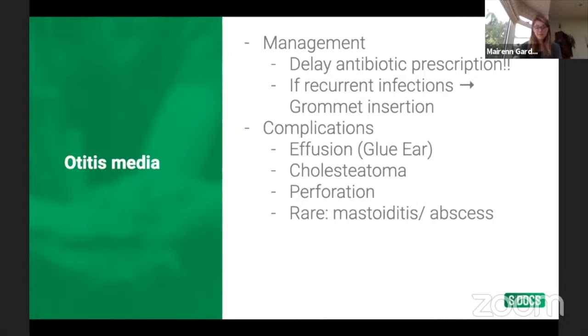If the patient has recurrent infections, so more than 5 infections in 6 months, they might need grommet insertion. This is to prevent the buildup of pressure and allow for ventilation of the eustachian tube. There are quite a few complications of otitis media, most commonly otitis media with effusion, cholesteatoma, and perforations. I'll just go over them very briefly, especially glue ear and perforations, because these both cause hearing loss as well.